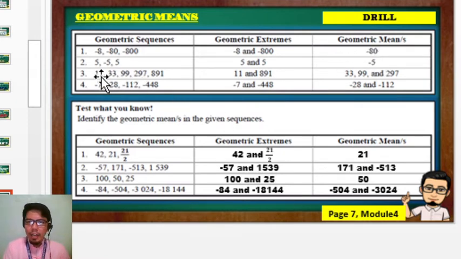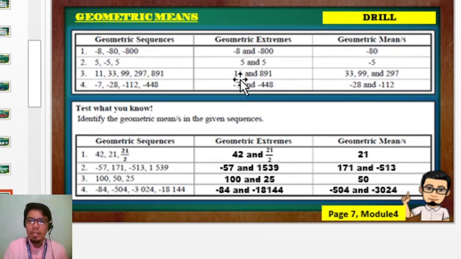Now, let's have item number 2. In the geometric sequence 5, negative 5, and positive 5, the geometric extremes are 5 and 5, the first term and the last term respectively, while the geometric mean is negative 5.